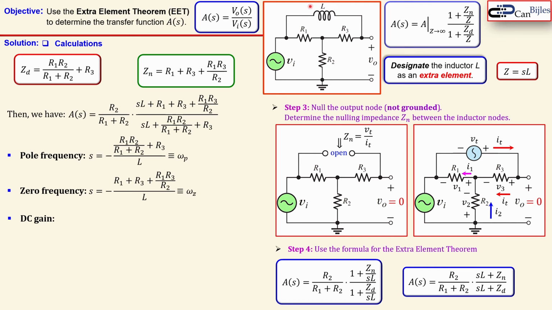You see that the inductor will be a short at DC. That means the input node here goes directly to the output, which means there's a transmission of 1. That means the gain is actually 1, or 0 dB. What happens at high frequencies?